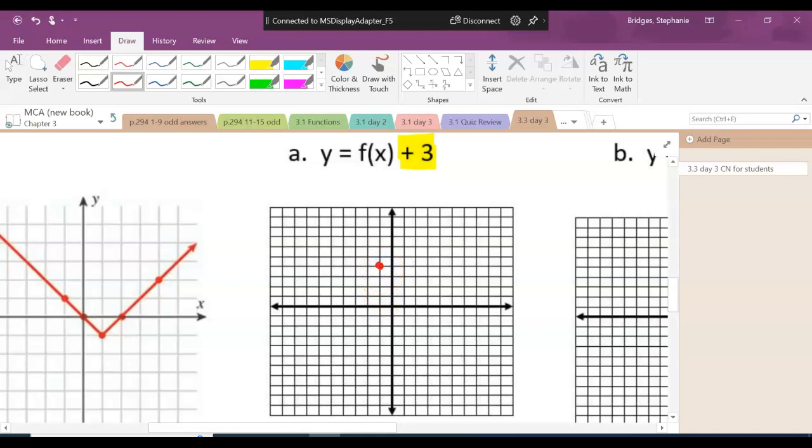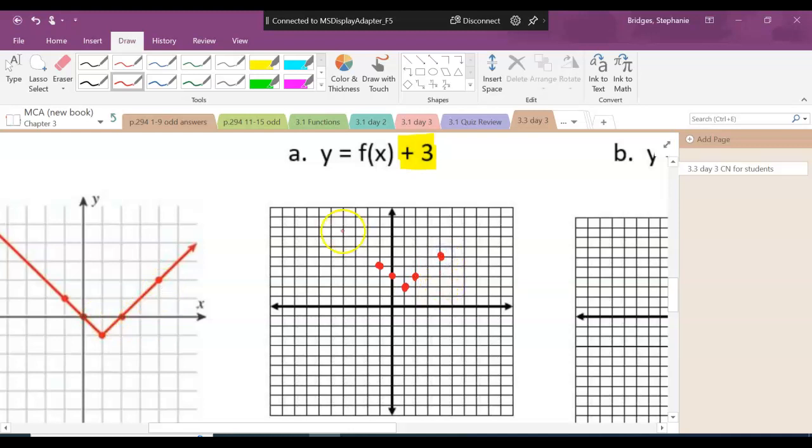Then I have a point at 0, 0, so I'm going to go up 3 from there. I have a point at 1, -1, so I'm going to go up 3 from there. I have a point at 2, 0, so I'm going to go up 3 from there. And then I have a point at 4, 2, and then go up 3 from there.